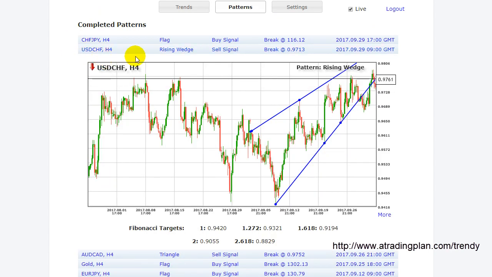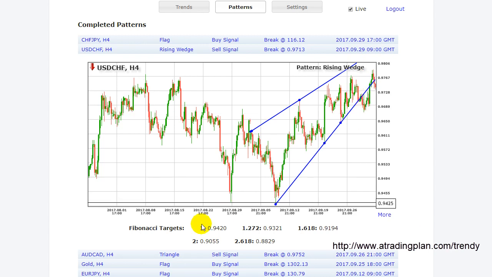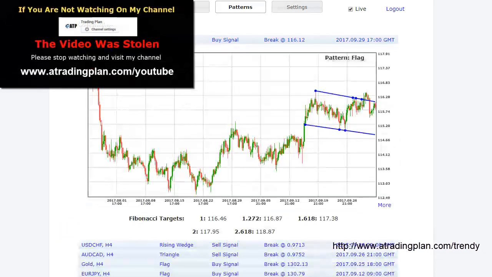U.S. dollar against the Swiss. It's a sell signal. Again, very, very choppy. This happened on the 29th, and basically you got nothing on this trade. Went down to 96, didn't even get the first target. So you can see already that our daily chart patterns have done pretty decent.